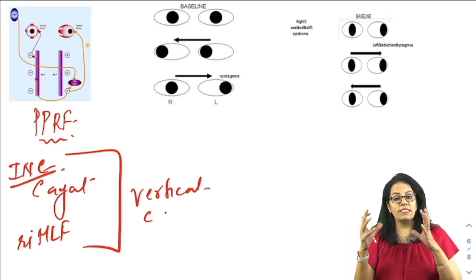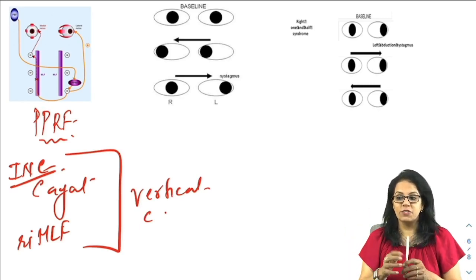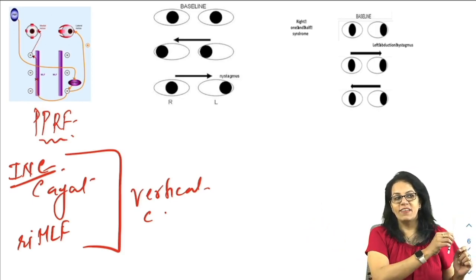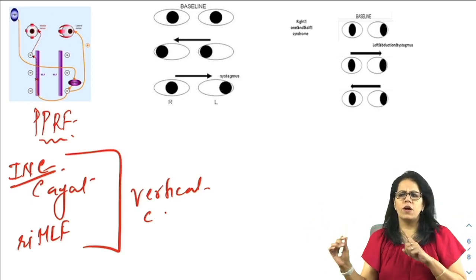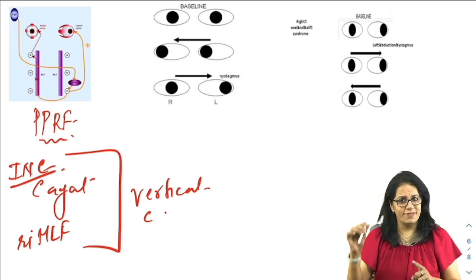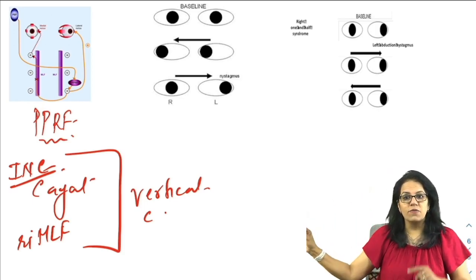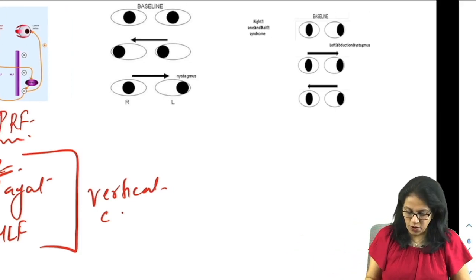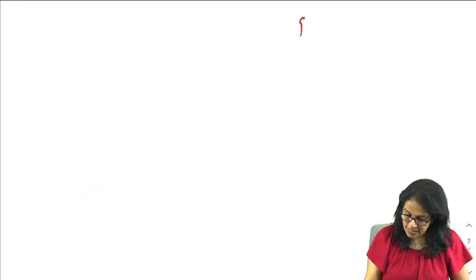Now coming to the basics of a horizontal gaze. When you're looking on the horizontal side, this is right lateral, left medial, left lateral, right medial. That means this is what the PPRF has to do: maintain the lateral rectus on one side and medial rectus on the other. How does it do this? Let's first draw to understand. Suppose this is the PPRF of the right side.